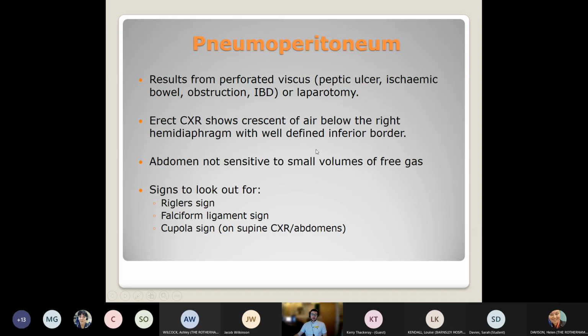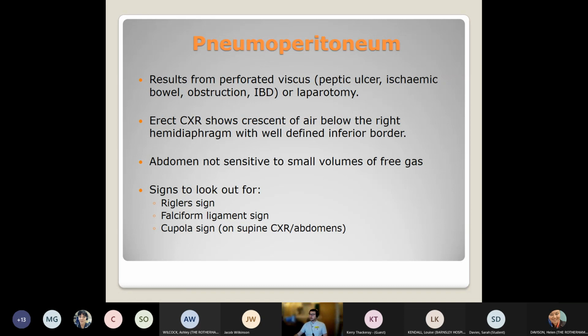So as I've said, you do an erect chest x-ray with it, because that will help show small degrees of pneumoperitoneum. So a small amount of air will show below that right hemidiaphragm. But on the abdomen, although it's not sensitive to small amounts of gas, you will see certain signs if there is a lot of free air. Something called Rigler's sign, where you get air on both sides of the bowel wall.